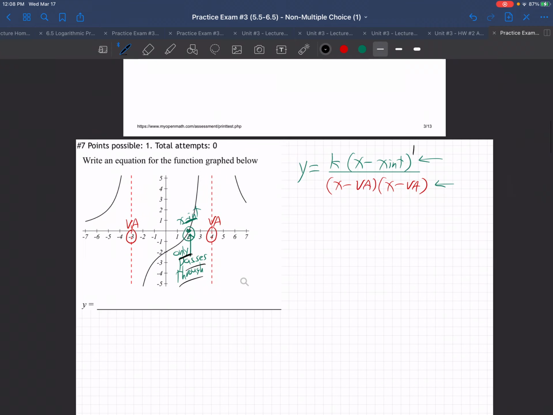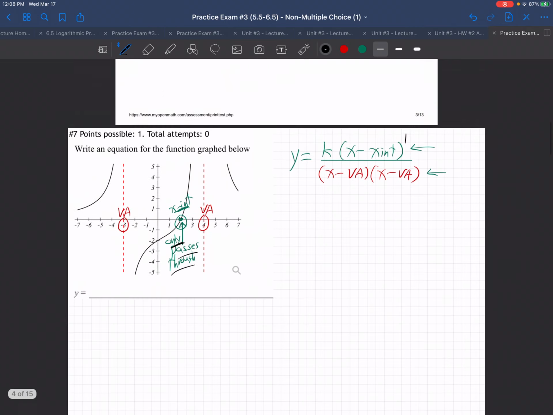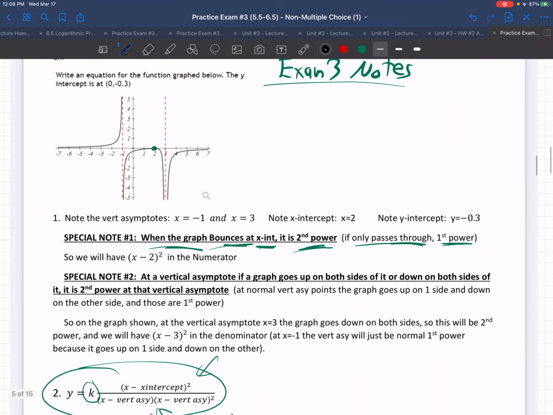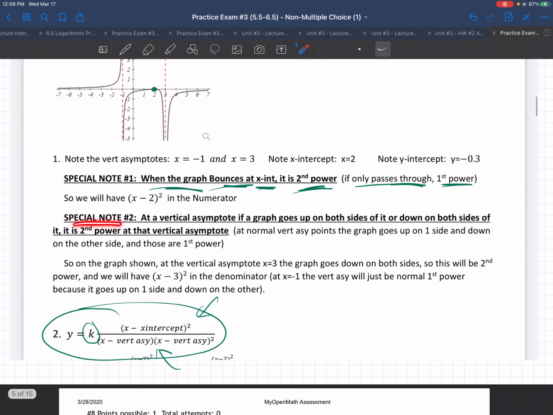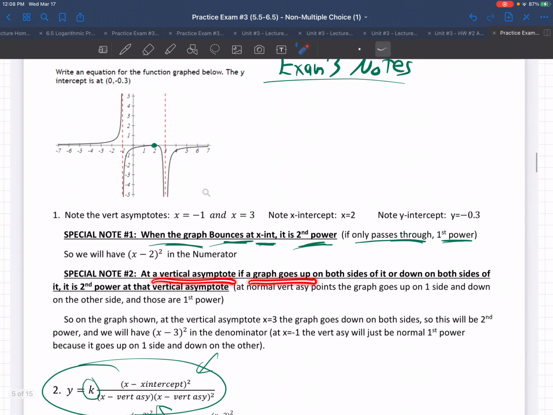Now, how about the vertical asymptotes? Well, you know what, I should fill in the numbers. What is the x-intercept? It's 2. And what are the vertical asymptotes? -3 and 4. Right, there we go. Anyway, let's do the power now for the vertical asymptotes. So special note number 2. At a vertical asymptote, if a graph goes up on both sides of it or down on both sides of it, it is second power at that vertical asymptote.